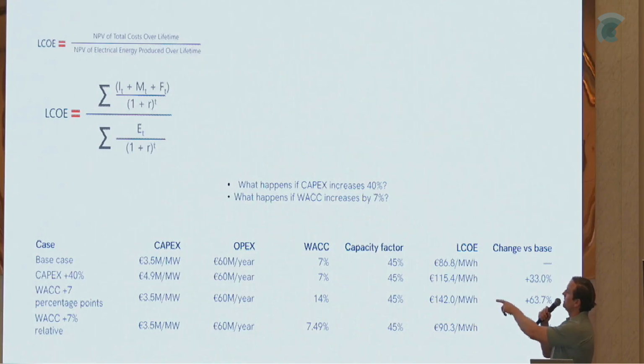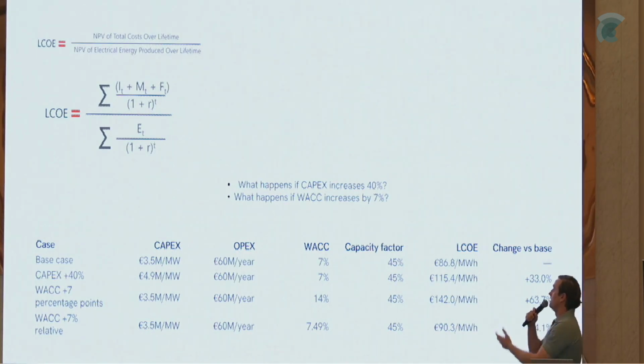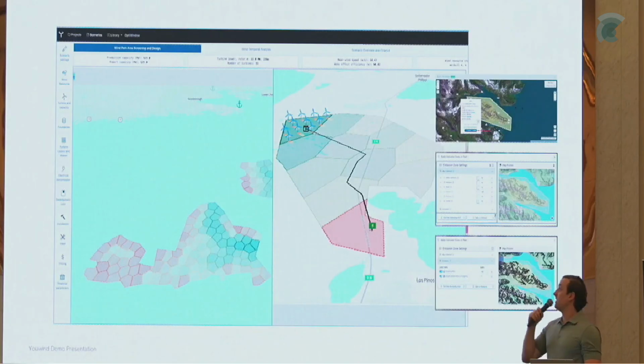So as you can see here, if we take a base case of a particular offshore wind project, let's say 3.5 million per megawatt, you have an LCOE of, let's say, 86.8. So what happens if CAPEX increases? If CAPEX increases 40%, you see here that the LCOE jumps up to 115. Now, what happens if WACC increases? Let's say from 7 to 14, which now maybe is not really unrealistic given how the landscape is in the financial world. You see that then it spikes already to 142. So it's extremely sensitive not only to wind data, but also to financial terms like weighted average cost of capital.